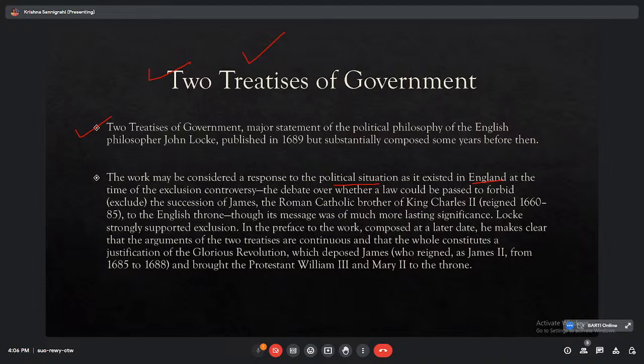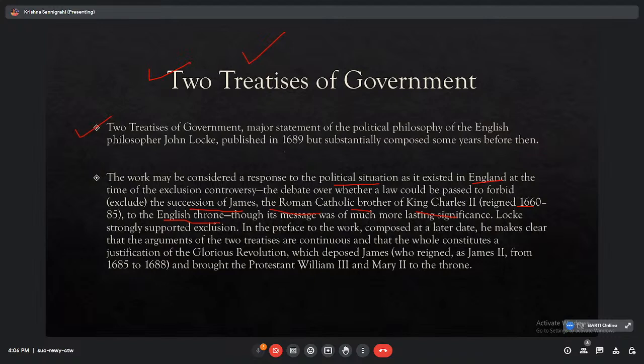Now, what is that? The debate over whether a law could be passed to forbid, that is, exclude the succession of James, the Roman Catholic brother of King Charles II, who reigned 1660 to 85, to the English throne. So, whether a law could be passed to exclude, to stop the succession of James, the Roman Catholic brother of King Charles II, to the English throne, though its message was of much more lasting significance.